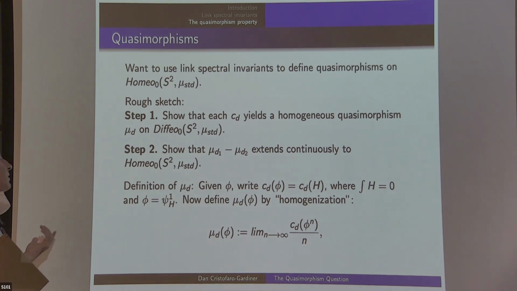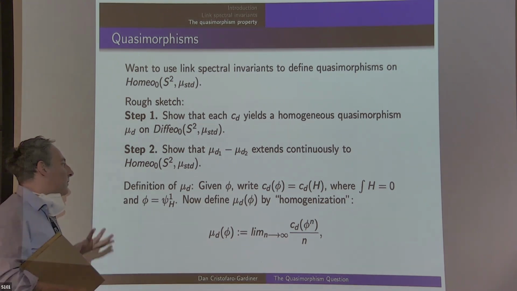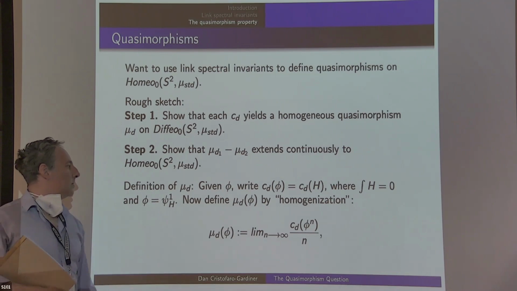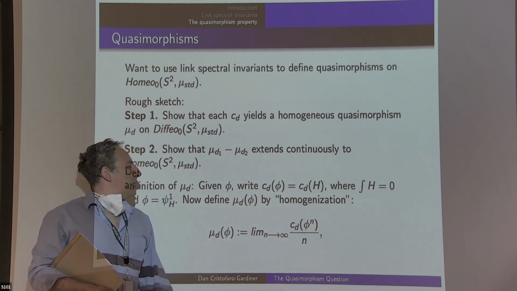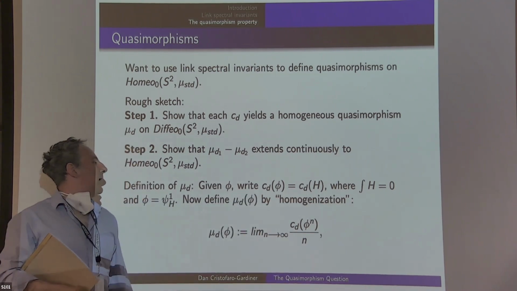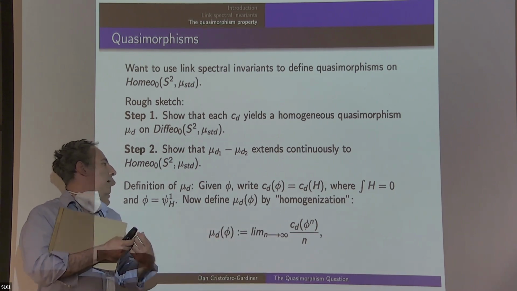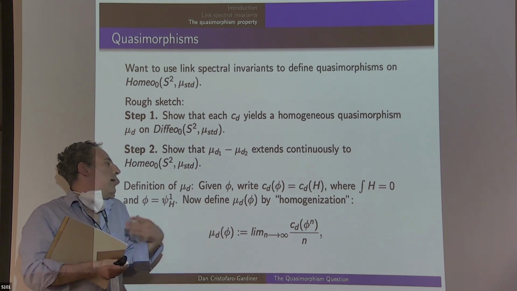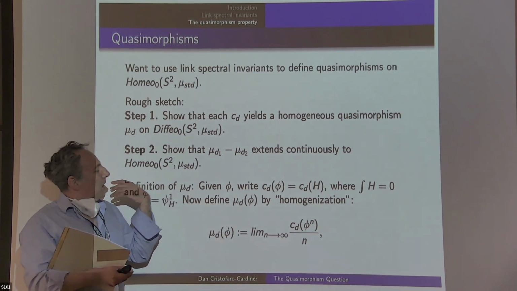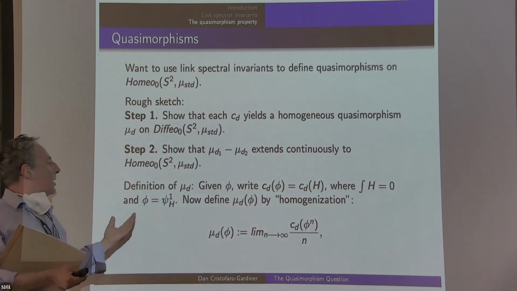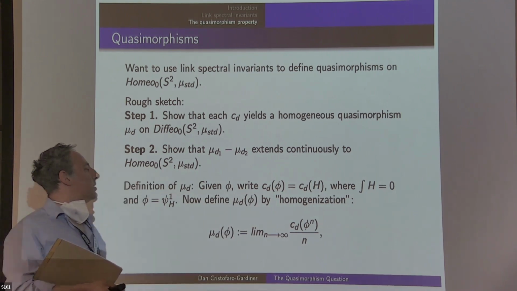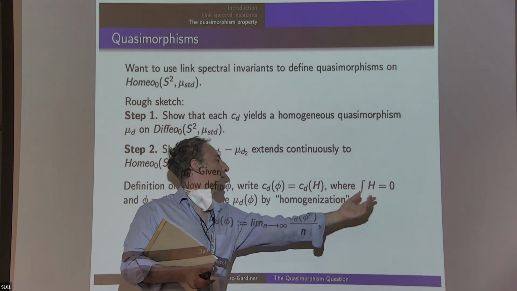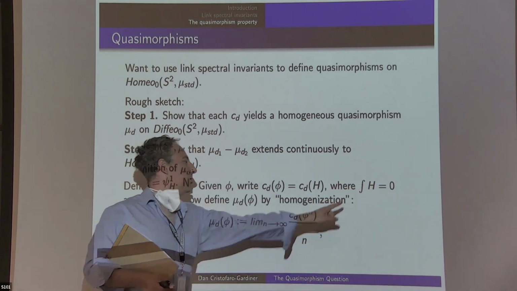Okay, so our quasimorphisms, I'm denoting them by mu sub d instead of c sub d. There are two ideas in the definition of the mu sub d's. The first one is mean normalization. In the previous part of the talk, I explained how to get invariants of Hamiltonians. Now, if I have a Hamiltonian diffeomorphism, I could try to just pick a Hamiltonian that generates it. That's not a very good idea unless you impose some conditions on the Hamiltonian. A reasonable condition to impose is what's called mean normalization: I want the integral of the Hamiltonian to vanish for all times t.